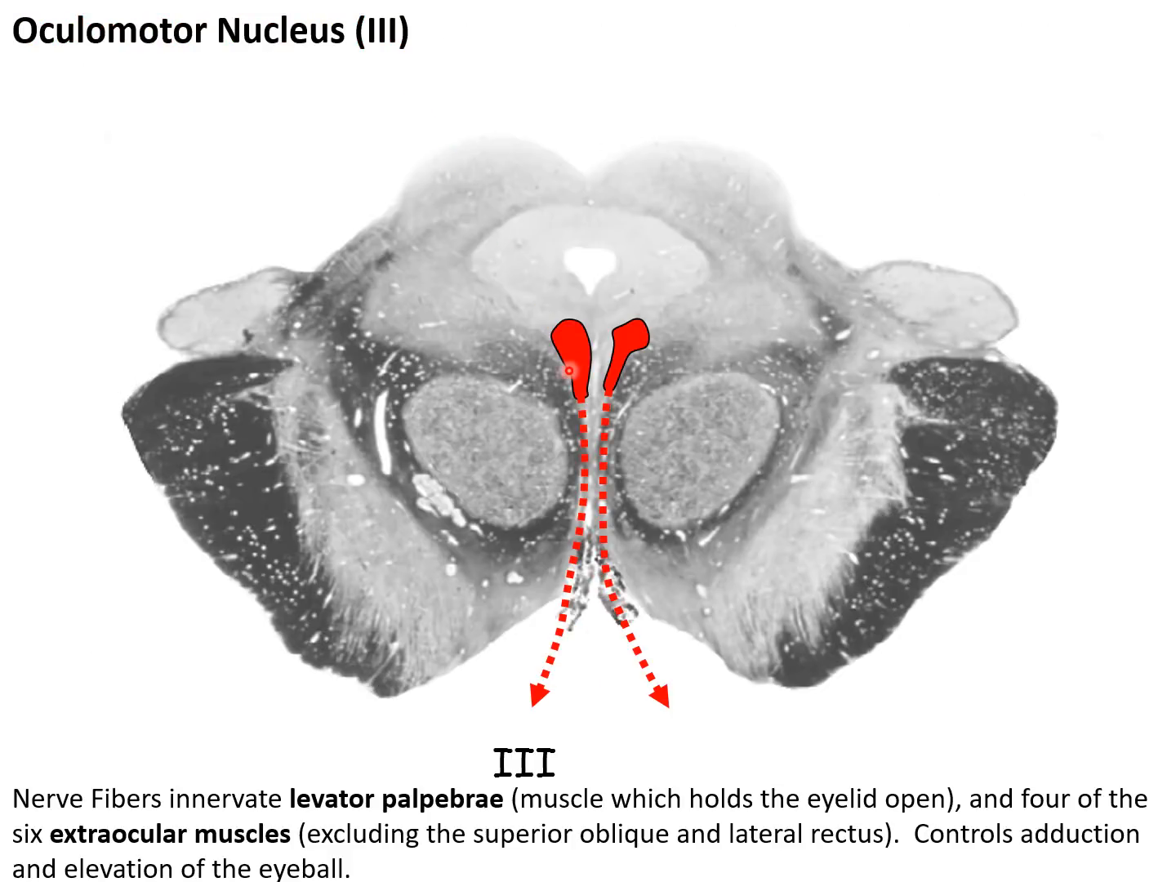We can also see those fibers coming out at this midline. Recognize this is the red nucleus. These control extraocular muscles, multiple muscles, for adduction of the eye and elevation of the eyeball.